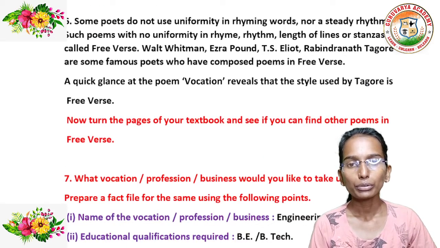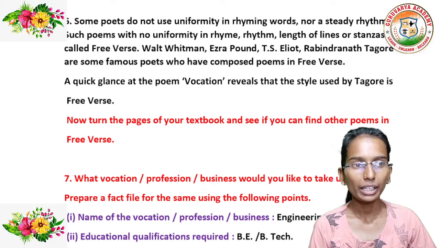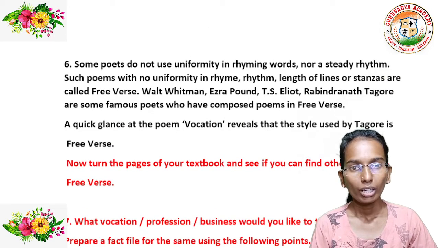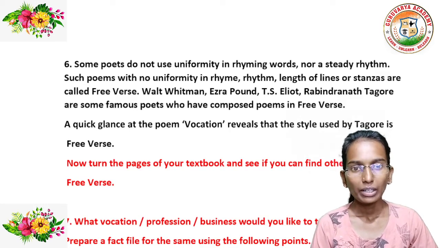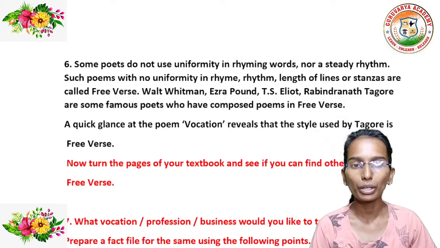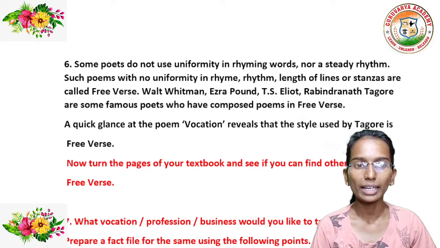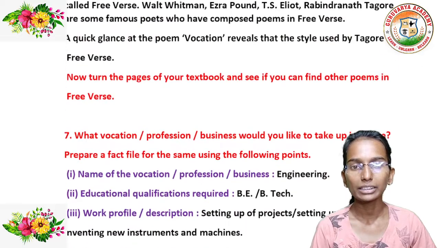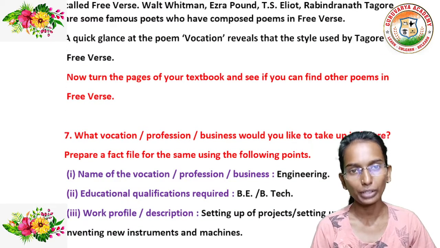Some poets do not use uniformity in their rhyming words, nor a steady rhythm. Such poems with no uniformity in rhyme, rhythm, length of lines, or stanza are called free verse. Walt Whitman, Ezra Pound, T.S. Eliot, Rabindranath Tagore are some famous poets who have composed poems in free verse. A quick glance at the poem Vocation reveals that the style used by Tagore is free verse. Now turn the pages of your textbook and see if you can find other poems in free verse.